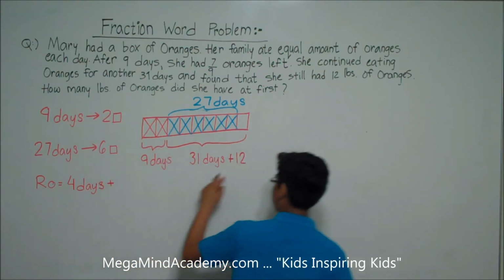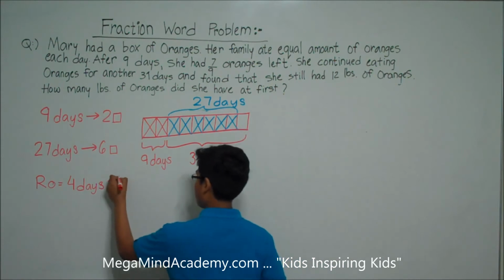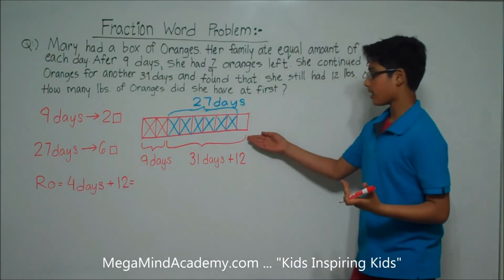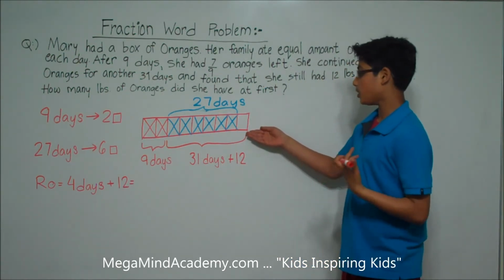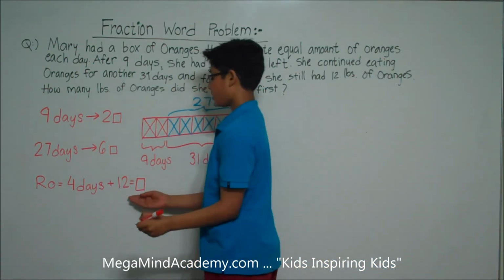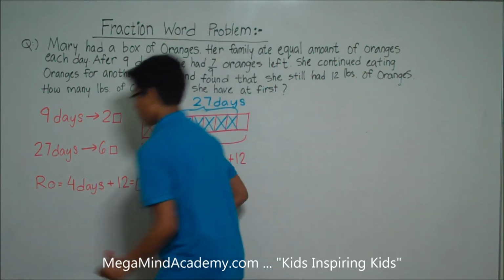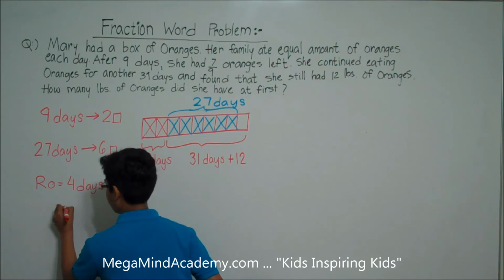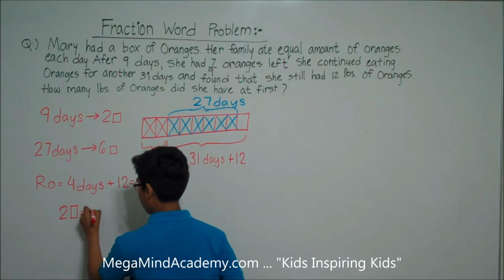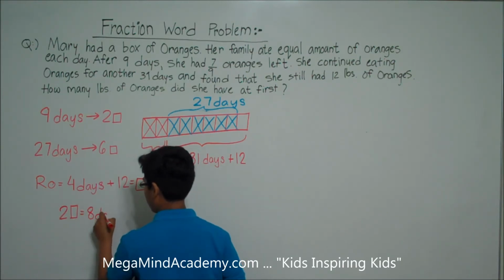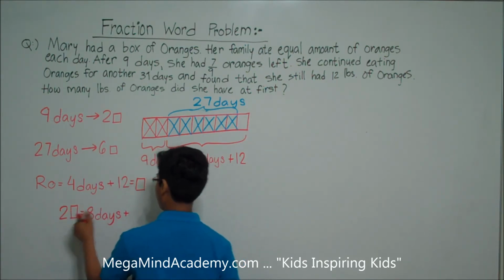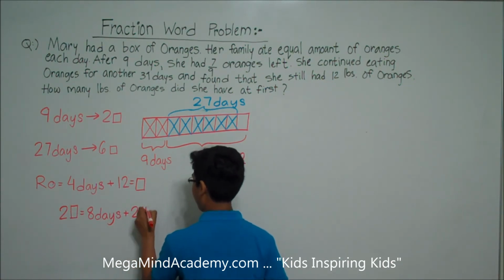plus the remaining 12 pounds of oranges is equal to, we can see in this diagram, the remaining 1 unit of oranges. So we know that 1 unit is equal to 4 days plus 12. So this must mean that 2 units are equal to 2 times 4, which is 8 days, the amount of oranges that can be eaten in 8 days, plus 12 times 2, which is equal to 24 pounds of oranges.